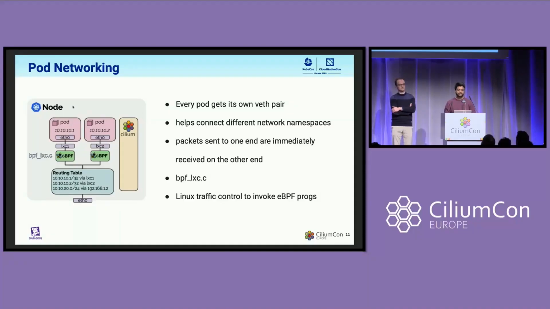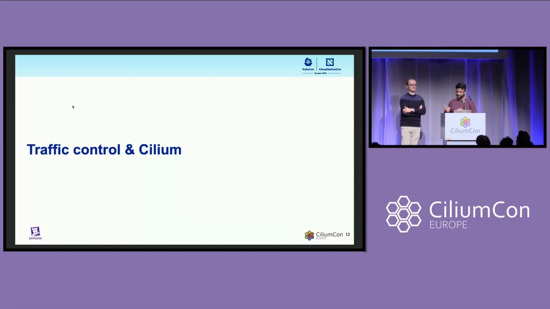And Cilium also installs a few route table entries and IP rules to make sure that the packets can go in and out of the host, out of the pod. And Cilium also implements a lot of features using eBPF, and one of the most important BPF programs is a program called BPF LXC, and it has two sections. One is for ingress and one is for egress. And Cilium uses traffic control to invoke these BPF programs on those interfaces. And I'll hand it over to Will to talk more about traffic control.